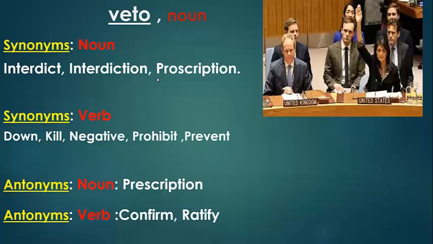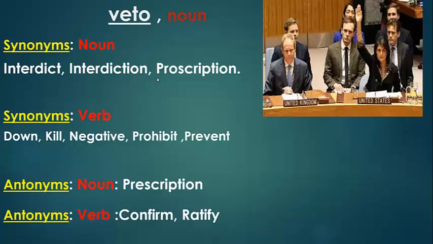As a verb it means down, kill, negative, prohibit, prevent, reject, stop. So antonym of a noun: prescription. Antonym of a verb: confirm, ratify, or accept, or welcome and support. So be careful. I brought here many types of synonyms and antonyms according to a noun and a verb to tell you that words could get different meaning according to the context it is used.